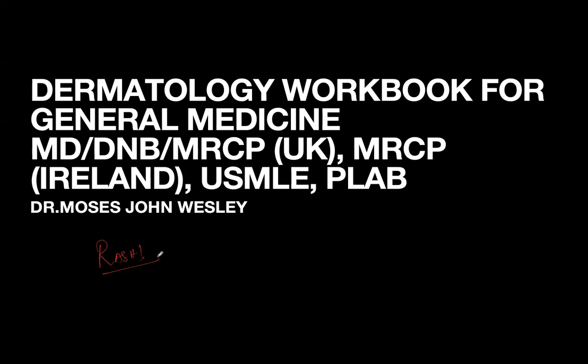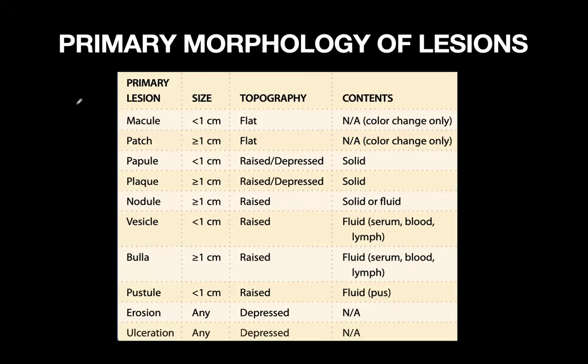These are the primary lesions. A lesion can be a macule that is less than 1 centimeter, it's flat. It can be a patch if it is more than 1 centimeter, again a flat lesion. Then it can be a papule, less than 1 centimeter, slightly raised or depressed. Then there is a plaque that is more than 1 centimeter, again slightly raised or depressed.